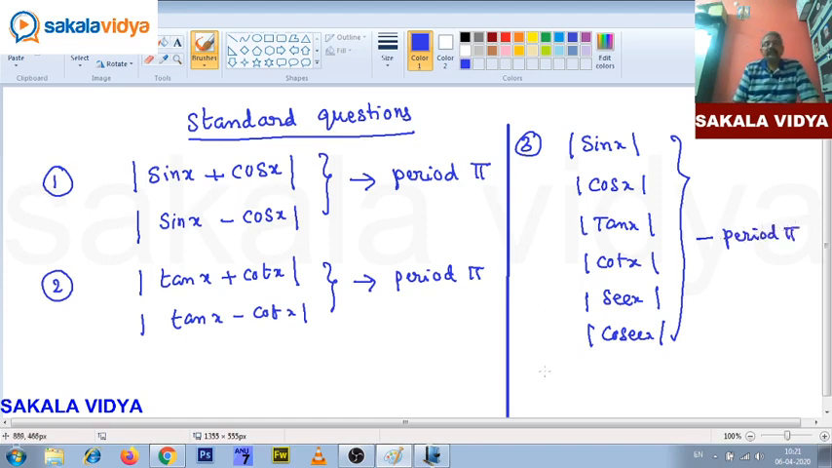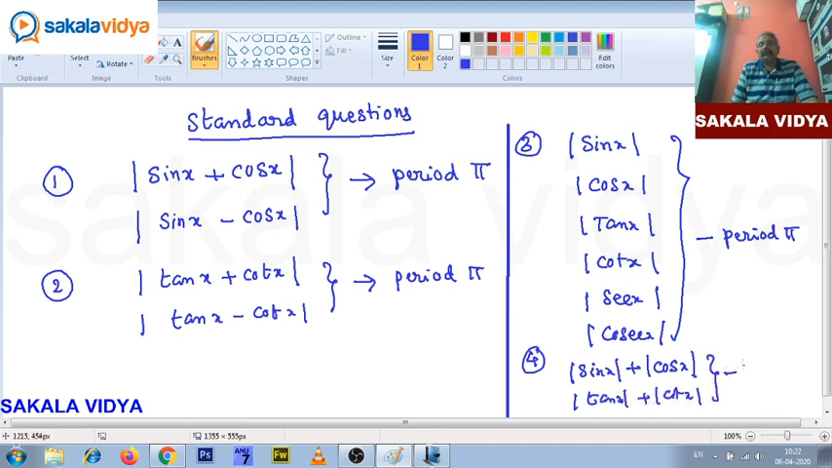Whereas here, see, mod sin x plus mod cos x is not pi. See mod tan x plus mod cot x, it is not pi, the period is pi by 2, the period is pi by 2.